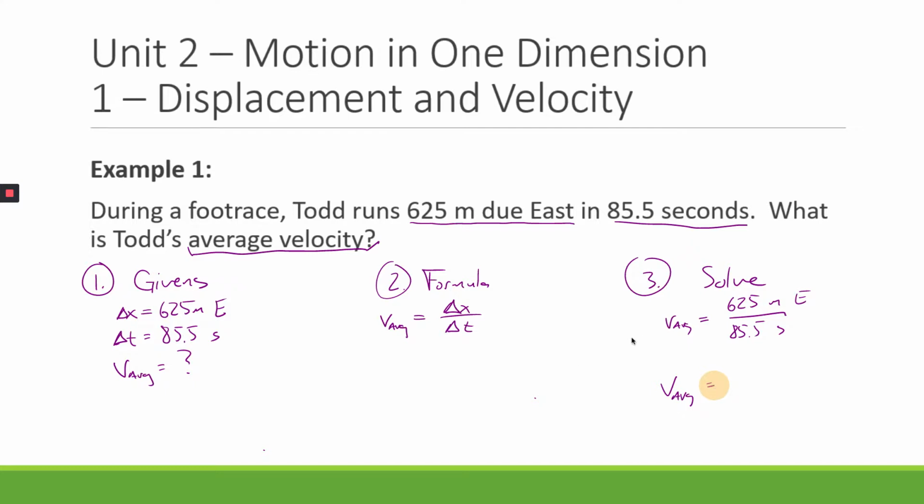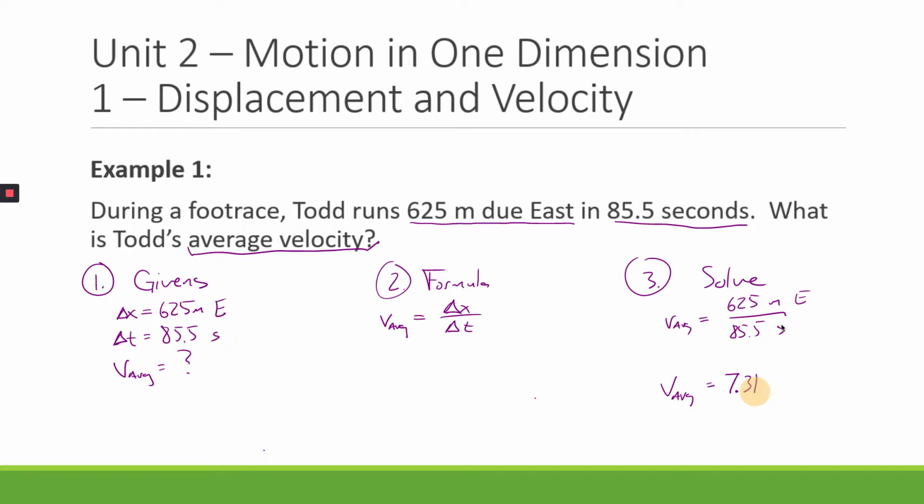We get 7.31. Now, the first thing you need to do: we took 2 numbers and we divided them, so we need to pay attention to sig figs when we do that. This first one has 3 sig figs. This bottom one has 3 sig figs. Our answer has to have 3 sig figs. So I have done that correctly and I've rounded that to 3 sig figs.